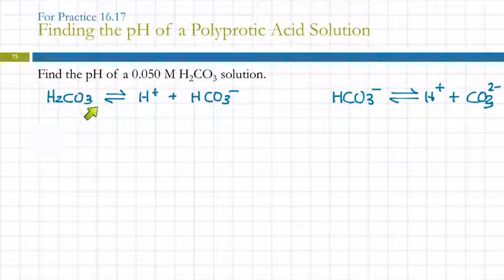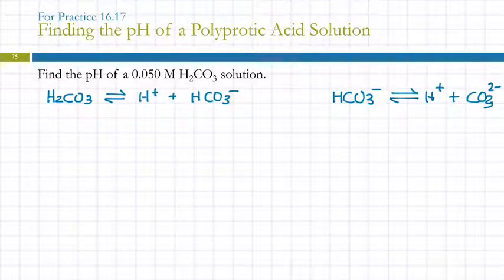The first ionization has a larger Ka. It proceeds farther. It's producing hydrogen ions. In this equilibrium over here, if we add a bunch of hydrogen ions in here from this, that's going to reduce the amount of ionization that occurs there.